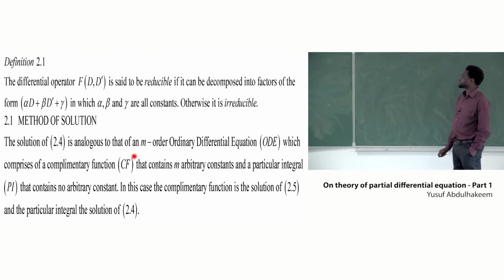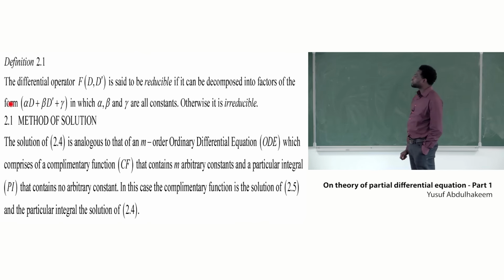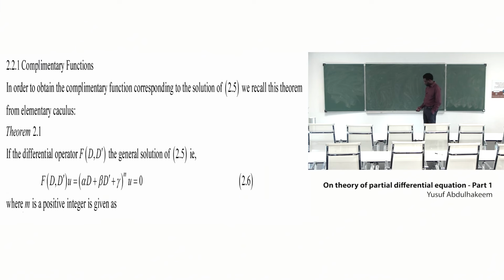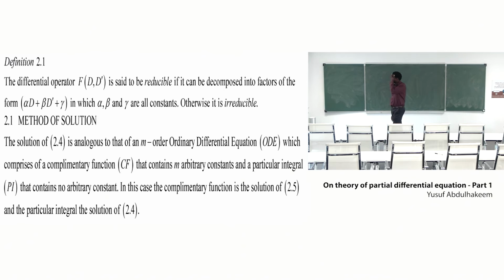The solution of 2.4 is analogous to that of an mth order ordinary differential equation, which comprises a complementary function, CF, that contains m arbitrary constants, and a particular integral, PI, that contains no arbitrary constant. In this case, the complementary function is the solution of 2.5, and the particular integral is that of 2.4. By the time we solve this problem, all we do is bring together the particular integral and the complementary function to form the solution of the differential equation.